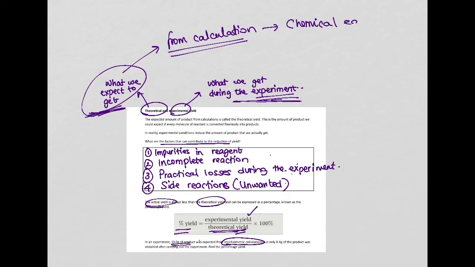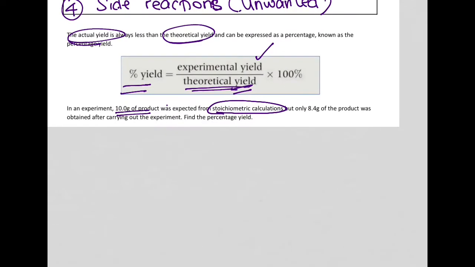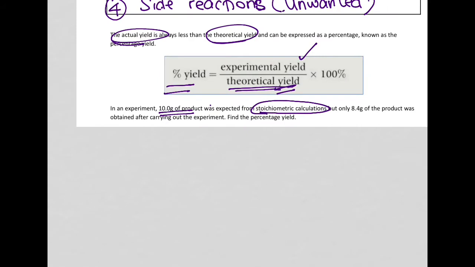The theoretical yield is what you're expected to get, and we get this value only from calculations. These calculations are done using the chemical equation of that reaction, and we will be using mole ratios to calculate how much you are expected to get. This theoretical yield is obtained from stoichiometric calculations.